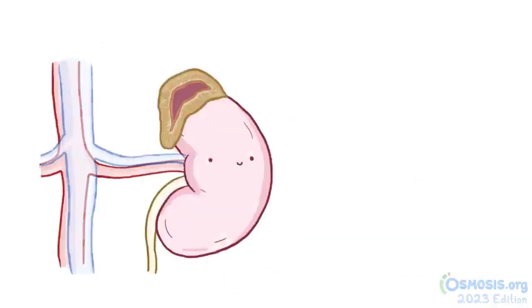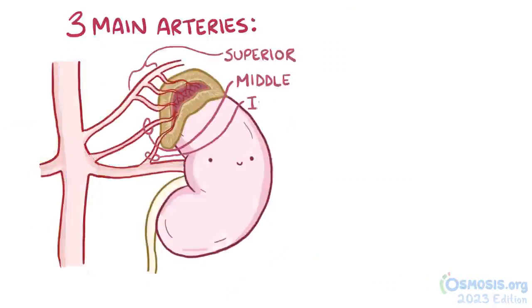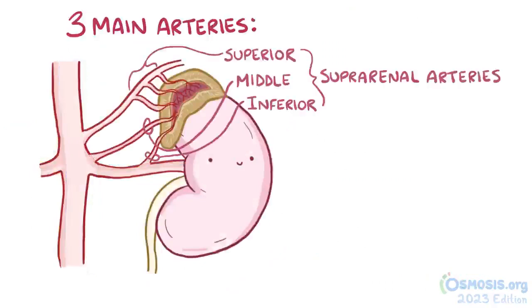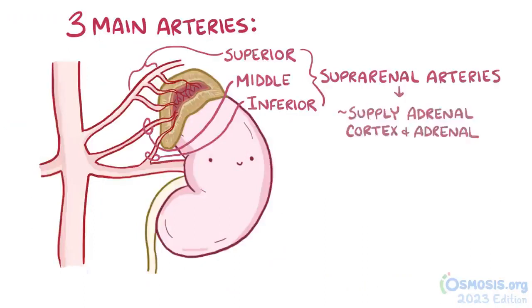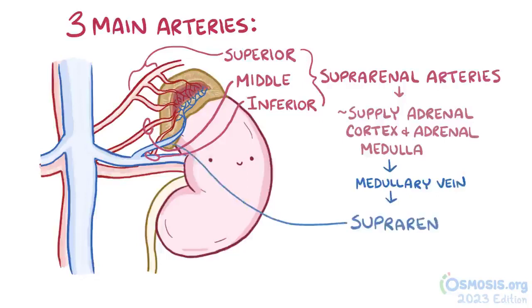Now, the adrenal gland gets blood through three main arteries: the superior, middle, and inferior suprarenal arteries. All three divide into branches that supply the adrenal cortex and the adrenal medulla. After delivering oxygen to those tissues, the blood starts to collect again in the medullary vein and eventually into the suprarenal vein.